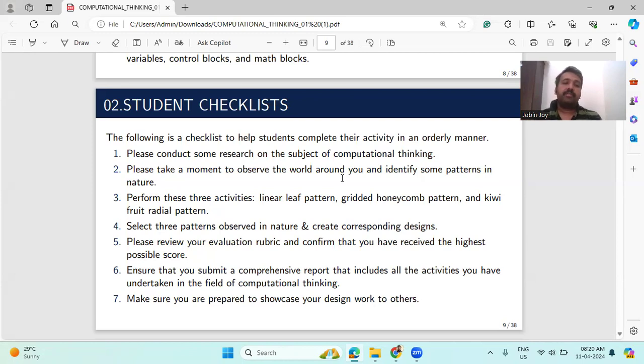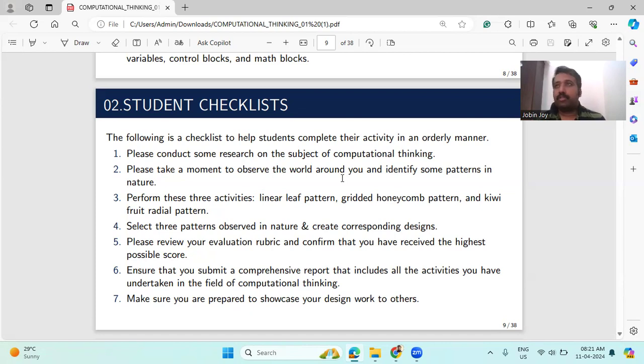Then select three patterns observed in nature and corresponding designs. So this is again purely related to independent learning. This is the next three designs. This is purely based on the nature observation and research activity the learner has completed, and they have to recreate that design in Tinkercad application. So this is promoting the concept of independent learning.